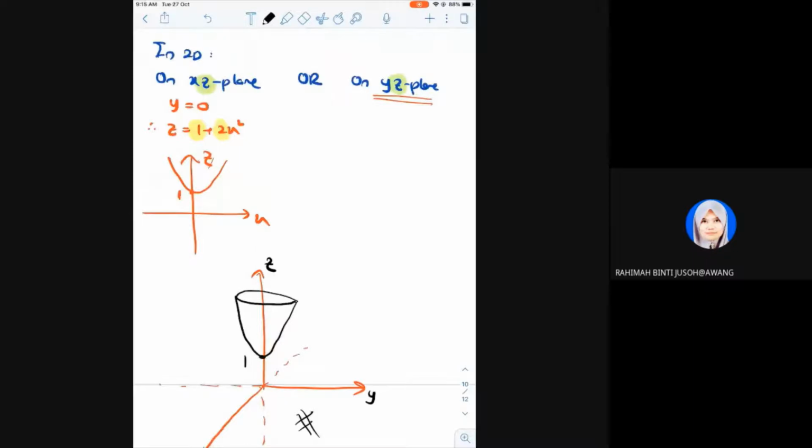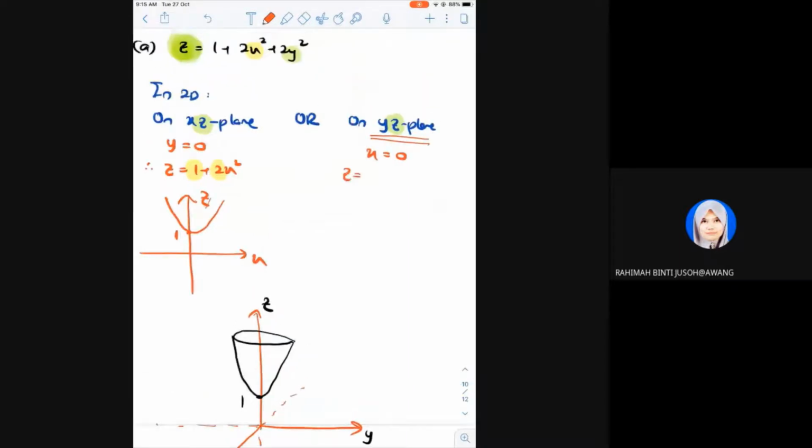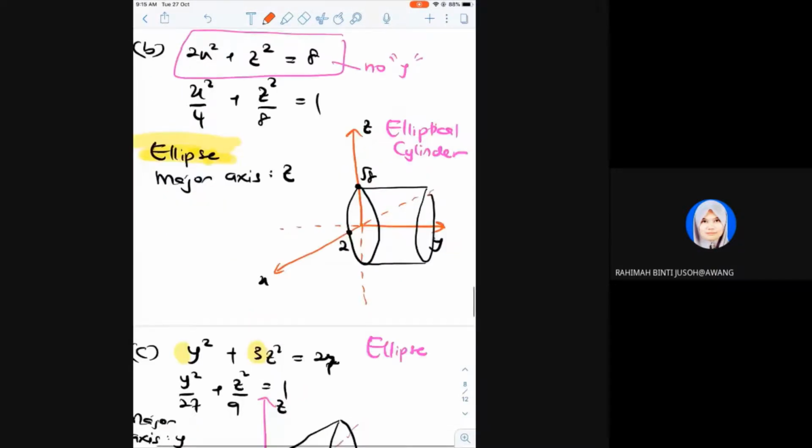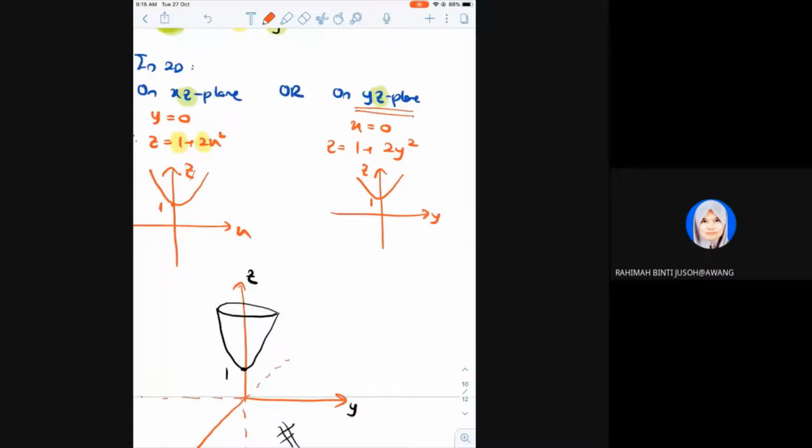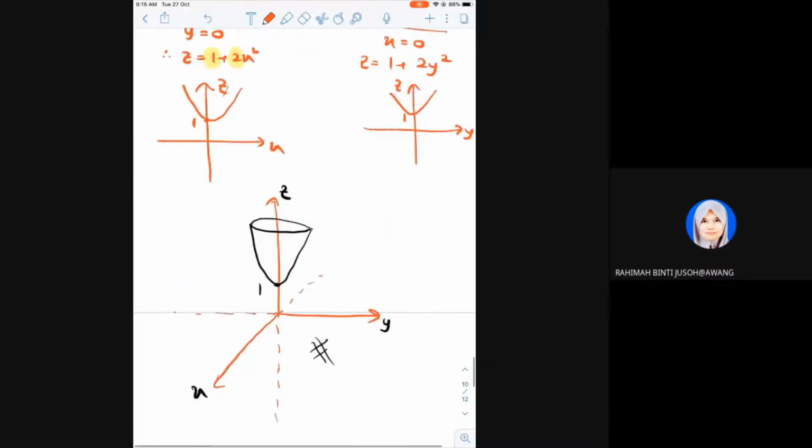Okay? Kalau YZ plane, apa yang kosong? X equals to 0. So when X equals to 0, your equation will be like this. Z equals to 1 plus 2Y squared. So bila 1 plus 2Y squared, sama je bentuk dia guys. Always bear in mind, Z must be always vertical and then pasti Y dekat sini. So dia senyum juga like this. So kan sama ni kan? So bentuk dia jadi sini lah paraboloid.